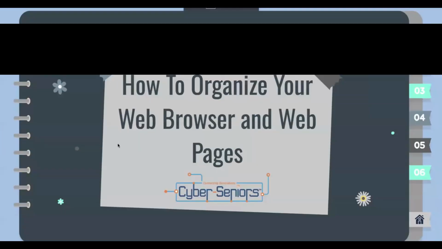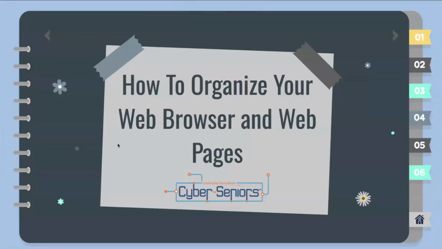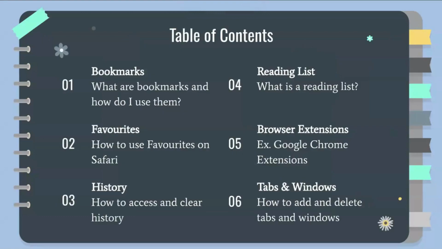Okay, so today we'll be talking about how to organize your web browser and web pages. Today we'll be going through the bookmarks. What are bookmarks and how do you use them? How to use favorites on Safari, how to access and clear your history, what a reading list is, and browser extensions, mainly on Google Chrome, tabs and windows, and how to delete and add tabs and windows.